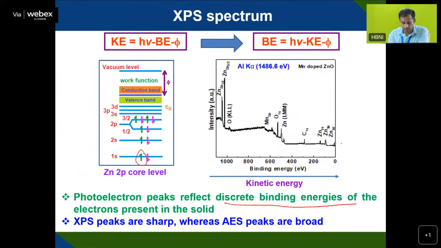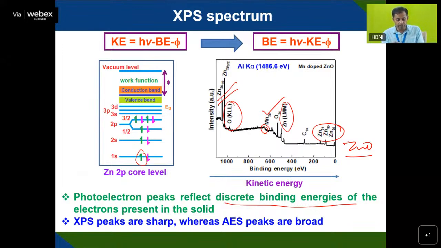This is zinc oxide with Mn doping. You can see the binding energies of zinc and the zinc Auger lines, and then the zinc 2p1/2 and 2p3/2. If you go for a surface scan with the manganese doping, you are able to see a small peak here. XPS peaks are very sharp, whereas the AES peaks, the Auger spectroscopy peaks, are quite broad.